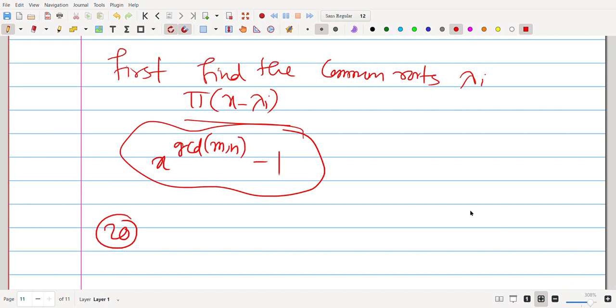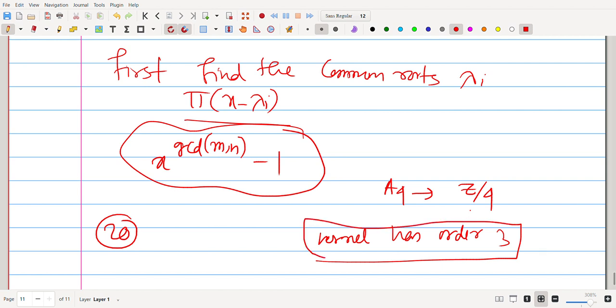And then problem number 20 is also easy. A4 is the group of even permutations. Is there a surjective group homomorphism from A4 to Z4? If it is surjective, that means the kernel has order 3, right? Is it possible in A4? You know the elements of A4, and then check. Definitely, it is not possible.